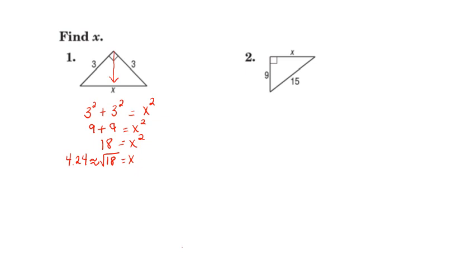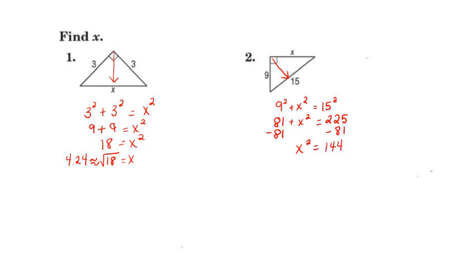If I look at example 2, the side opposite the right angle is 15. So 15 is the hypotenuse. And I get 9 squared plus x squared equals 15 squared. I'm going to square everything. 9 squared is 81. 15 squared is 225. 15 times 15 is 225. I need to get my variable by itself, so I'm going to subtract the 81. And 225 minus 81 is 144.